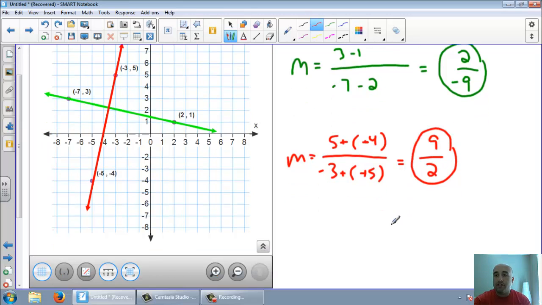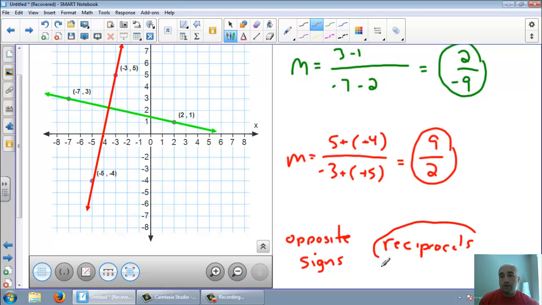So what do we notice about these two slopes that they have in common? Okay, so first thing we have in common is one is a positive and one is a negative. So they have opposite signs. Okay, that's one thing. And they're also, one is 2/9, the other one's 9/2. So they are also reciprocals of each other. So perpendicular line slopes are opposite signs and they are reciprocals of each other.